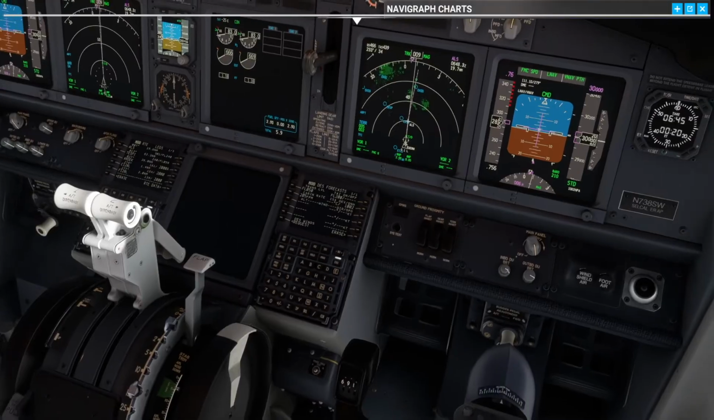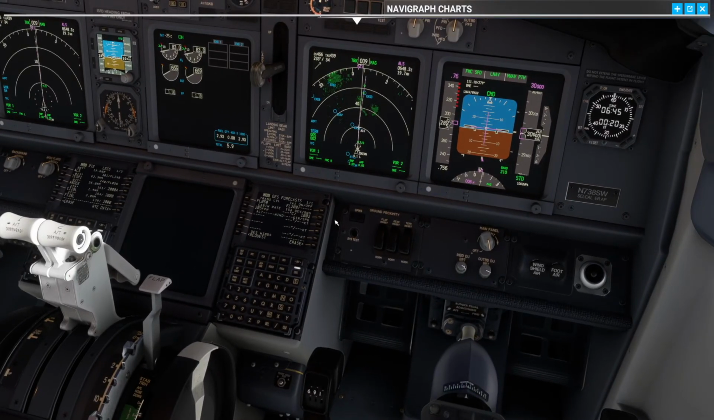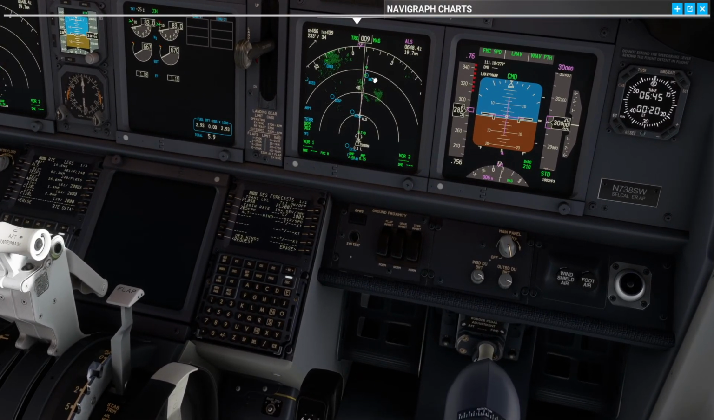And we would have usually put in the descent winds. I only have the wind currently that we have here at flight level 300. So let's put that one in. Flight level 300, we have 233 at 34 knots. There we go.